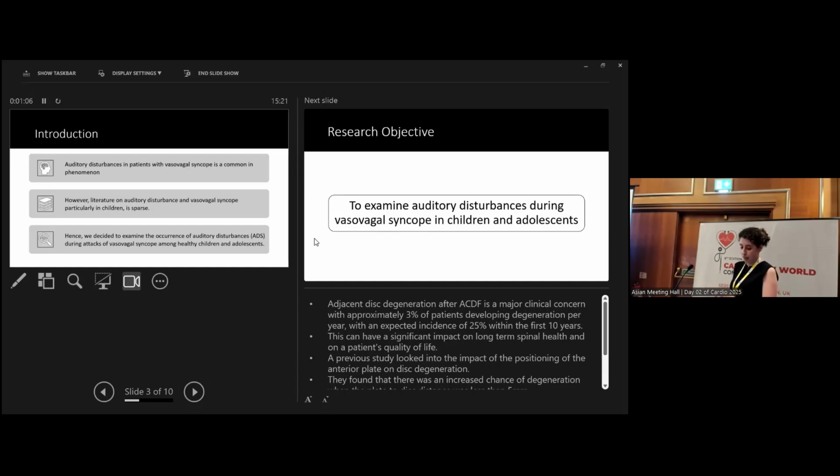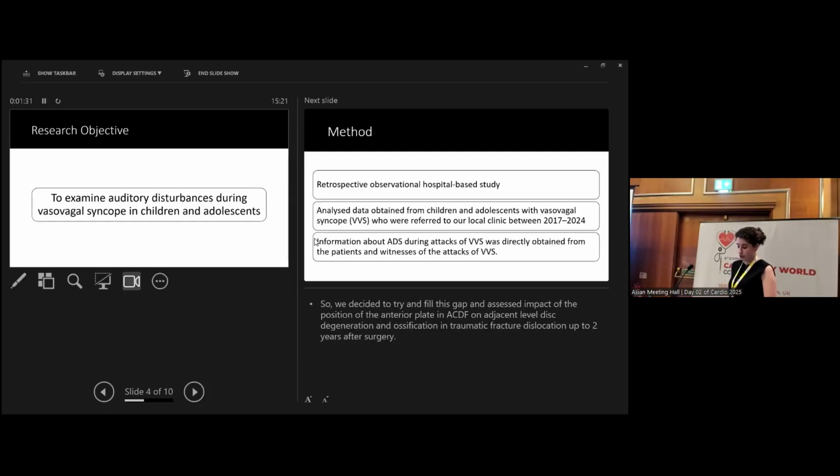However, auditory disturbances have been less well characterized. While there is a general consensus in the medical field that this is a fairly common symptom for the child to experience, there is little systematic description in the pediatric population, which raises an important question. How common are they? What types occur? And what do they tell us about the underlying physiology of vasovagal syncope? It was therefore our objective to try and characterize auditory disturbances reported in childhood vasovagal syncope.